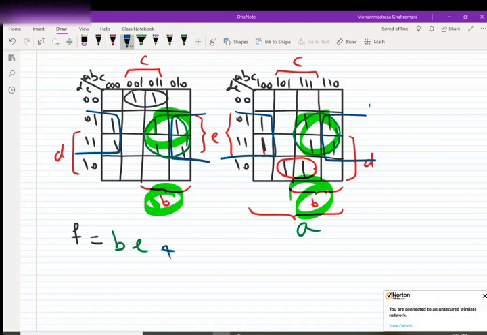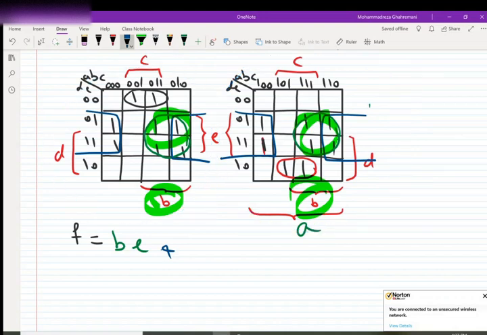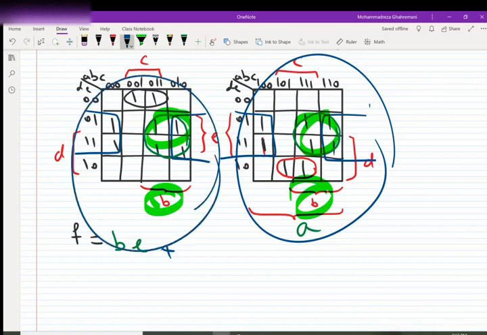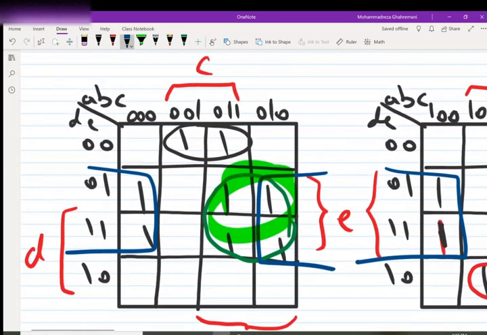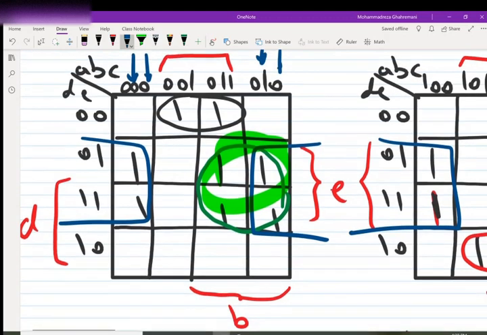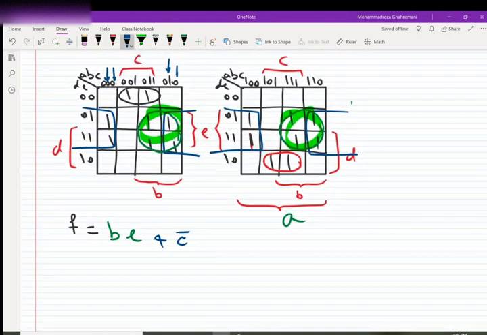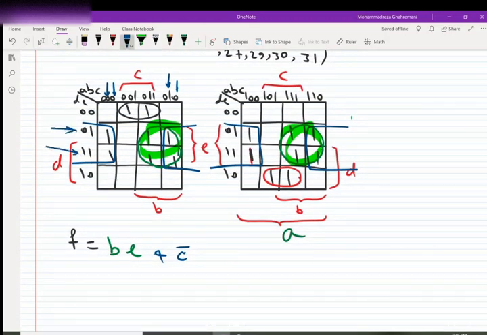Let's go to the blue groups. For the blue groups, there is no A, because the second table has A of 1, the first table has A of 0, and we have identical groups in both tables. A is cancelled. What about B? B is different, for some of them it is 0, for some it is 1, so B is also cancelled. What about C? For all of them, C is 0, so we say C bar. What about D? D is changing, D is cancelled. What about E? E is constant, so it's C bar E.